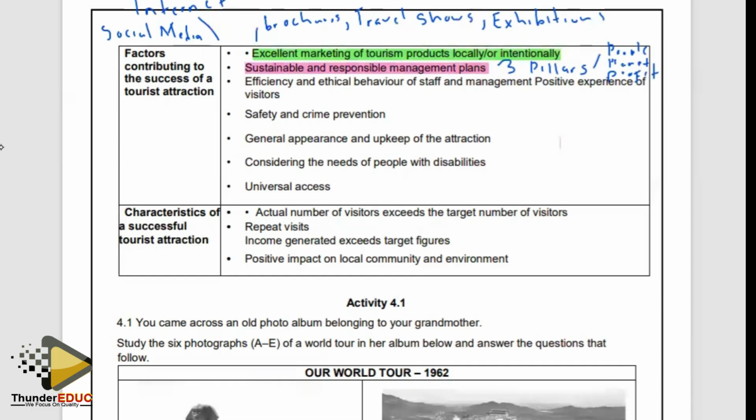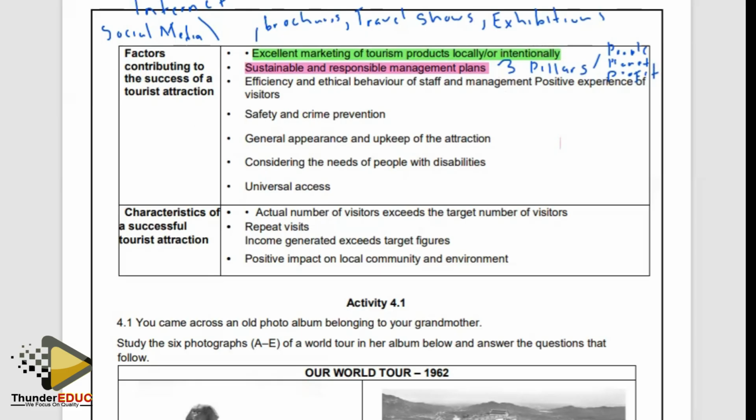That's where sustainable and responsible management plans come into play. So when a tourism business is managed to balance the 3 pillars of sustainable tourism, which are the people, the planet, and the profit, that would result in success of a tourist attraction.